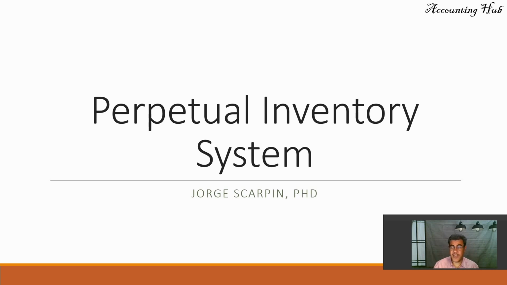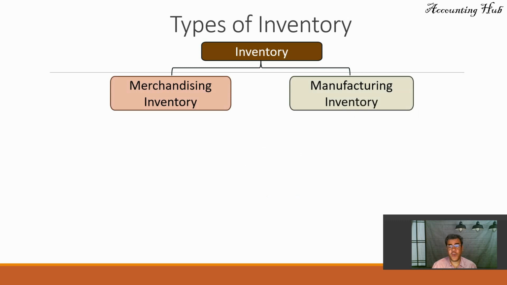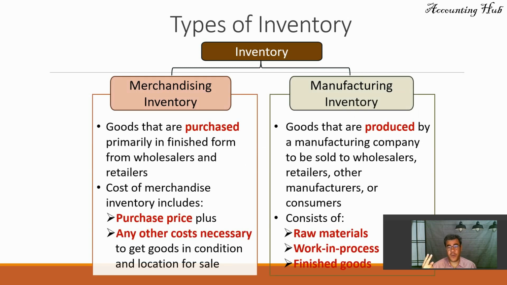I'm Professor George Scarpin, PhD in Accounting, and our topic today is Perpetual Inventory System. When we talk about inventory, we have two types of inventory. Manufacturing inventory is not our topic today. However, we have videos about that and they are in our video description. Merchandising inventory, that is our topic today.